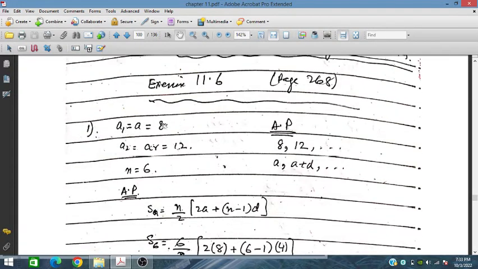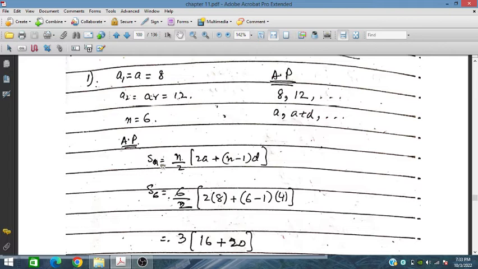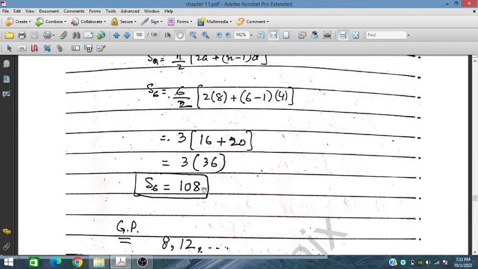We have given a1 is equal to 8 and a2 is equal to 12 for the geometric progression, and for the arithmetic progression the same, 8 and 12. This is a plus d. So for AP we can solve it for 6 terms. We have to obtain the sum of the series up to 6 terms. The sum up to 6 terms is given as S6 is equal to n by 2 times 2a plus (n minus 1)d, where a is 8 and n is 6, and the difference between the terms is d, which is 4. So we have obtained S6 is equal to 108.